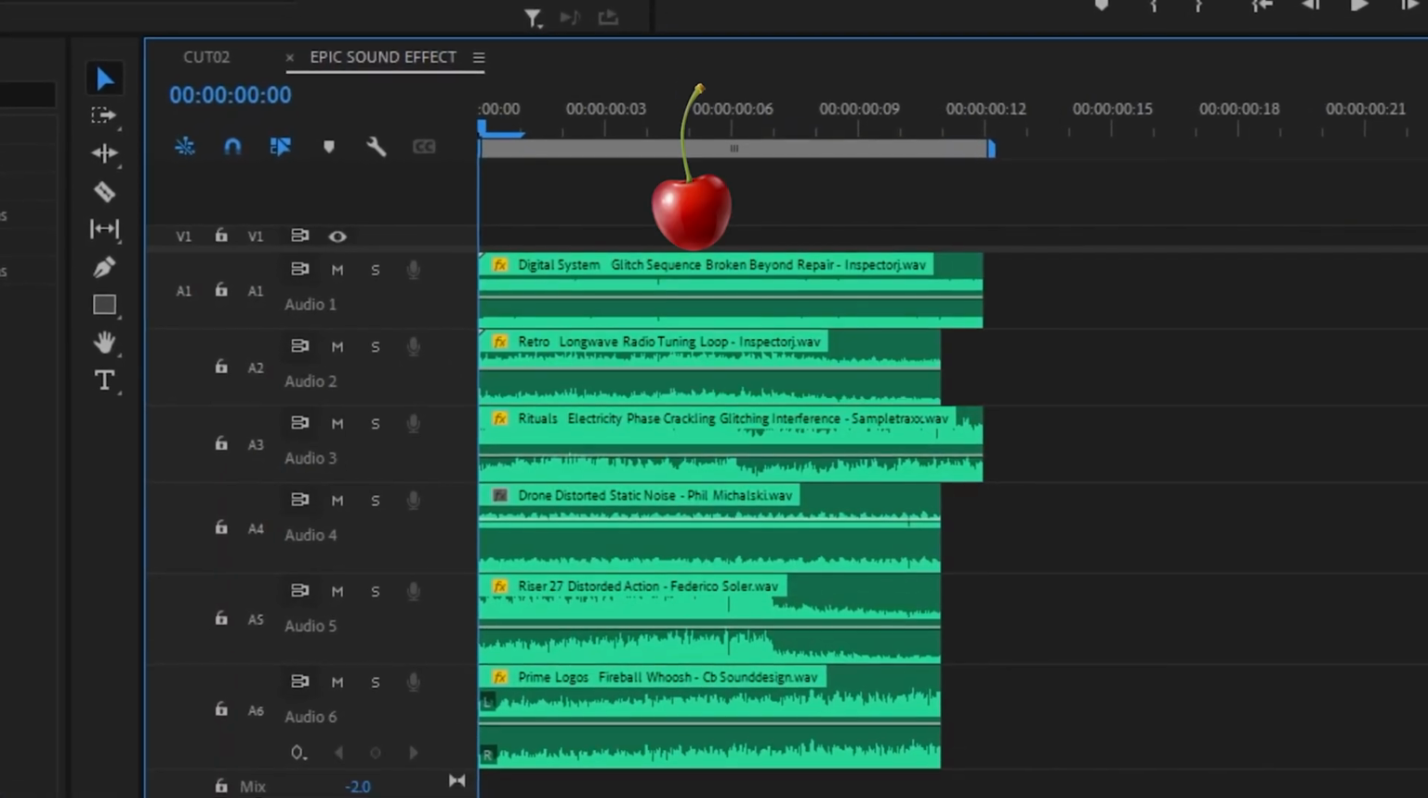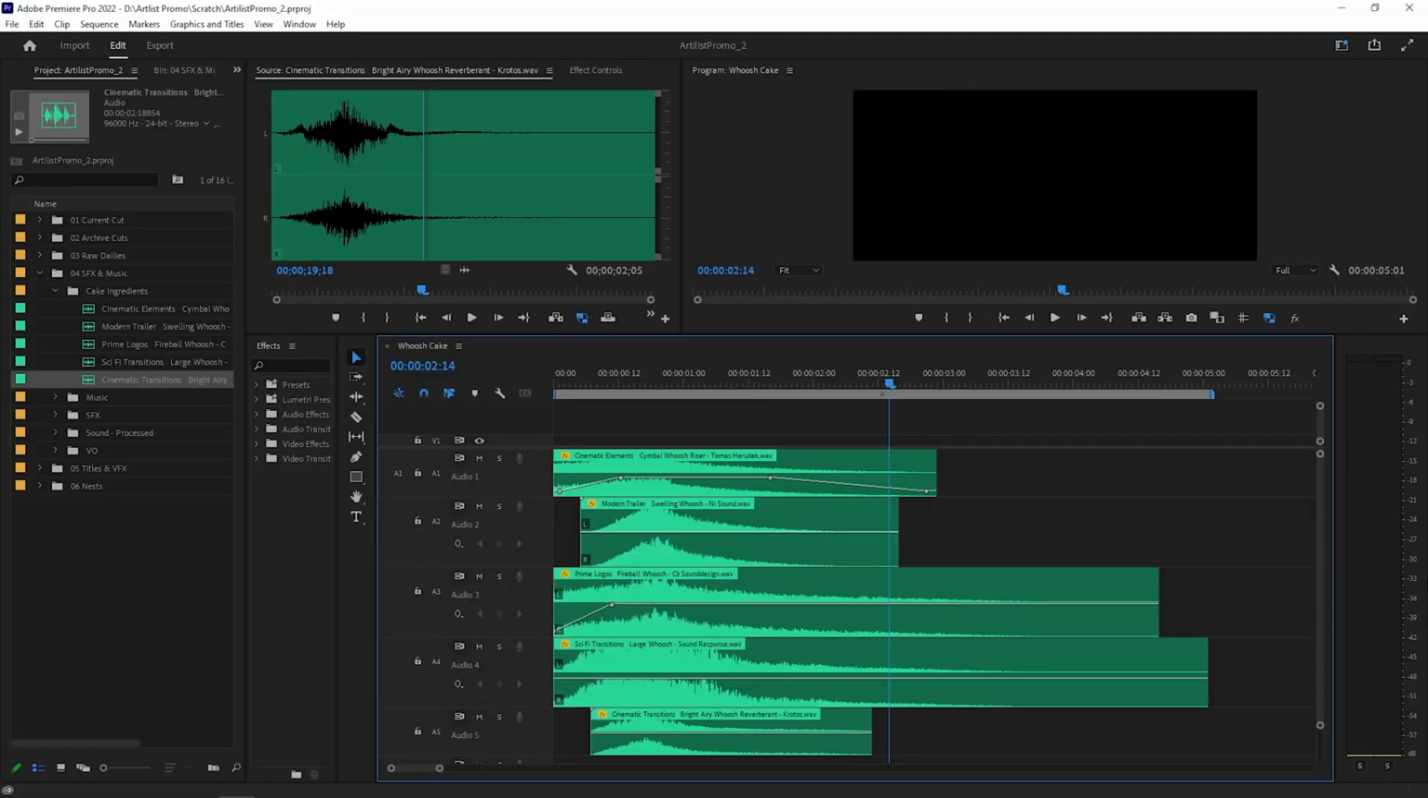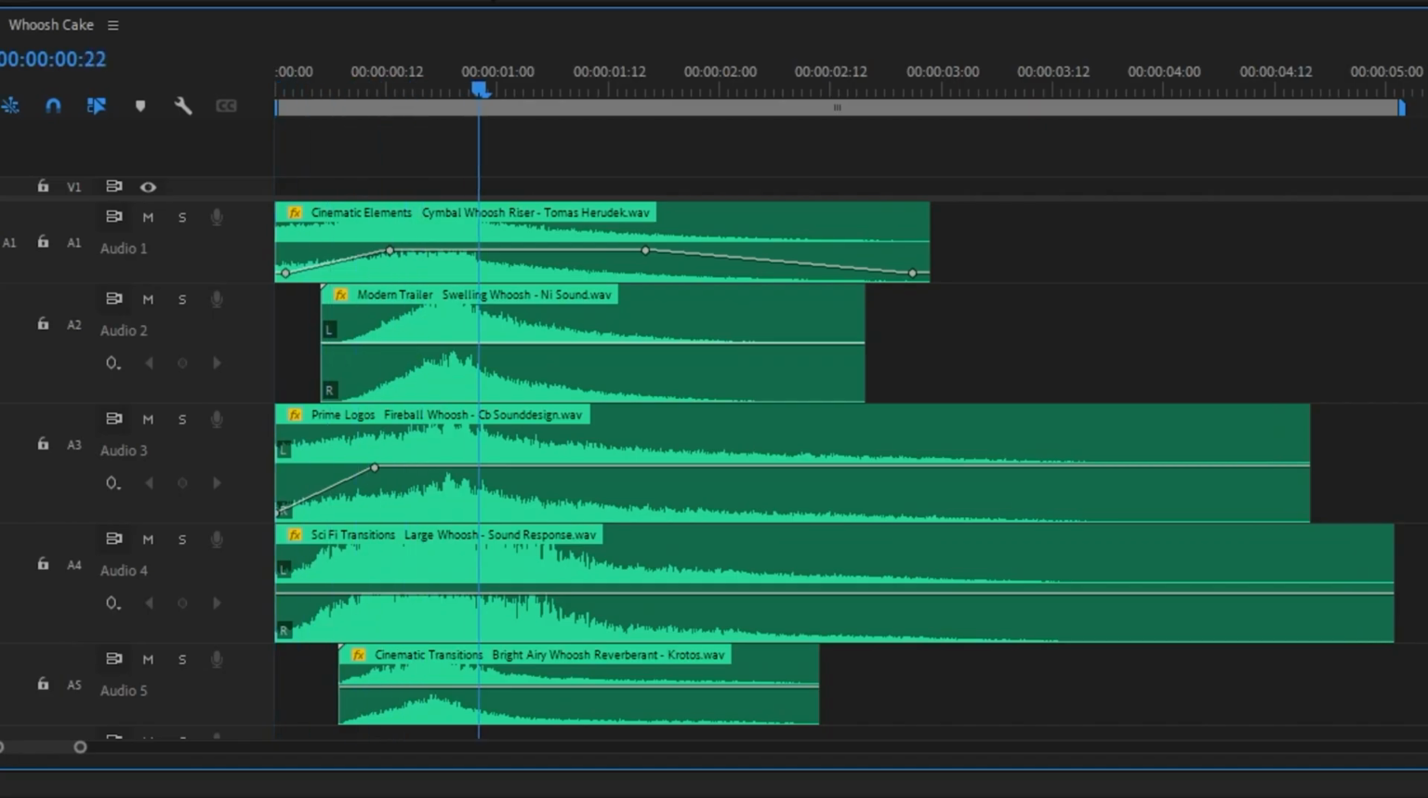That's witchcraft. But what you want to do is build your sound like a cake. So the more layers, the tastier it is. For example, instead of one whoosh, stacking multiple whooshes will make it sound more full. And the same thing applies to any sound effect that you work on.